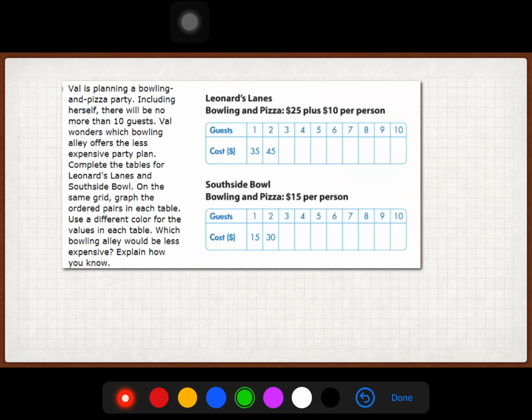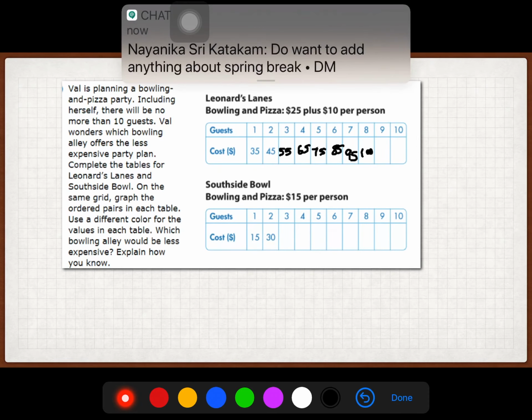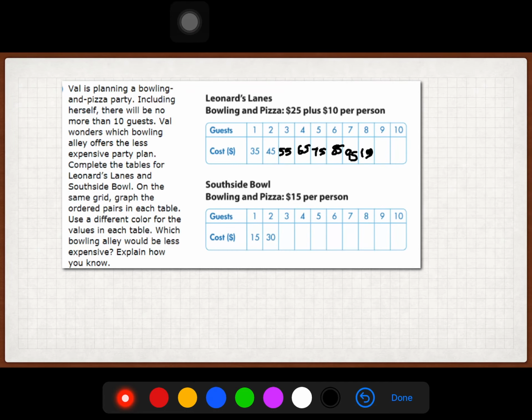Let's go ahead. Leonard's Lanes is $25 plus $10 a person. That's why she has $35. It's $25, $10 a person. So the pattern's going to be adding 10. So 35, 45, 55, 65, 75, 85, 95, 105, 115, and 125. So that is my final there.